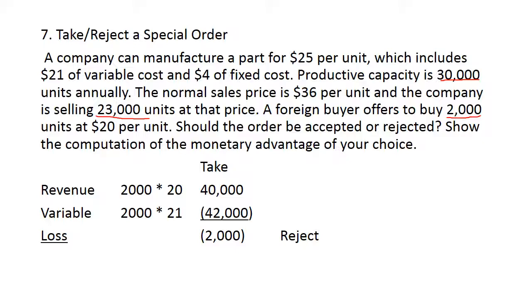So they want to buy 2,000 units at $20. So the revenue from this is 40. Our variable costs are 21. So 2,000 units times $21, it costs us more to produce these than we would be selling them for. So there's no way we want to do this. We want to reject this.